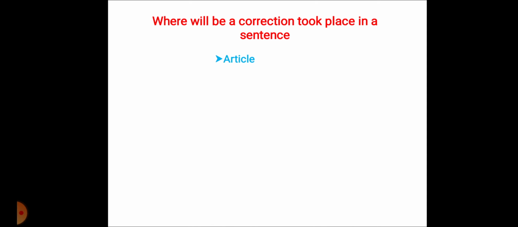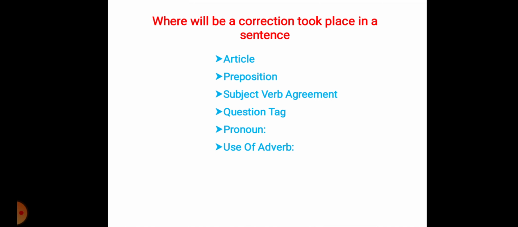First one, article, preposition, subject verb agreement, question tag, pronoun, use of adverb, adjective, homonyms and homophones. Through these we will see how they will ask correction of sentences. First, we go through articles.